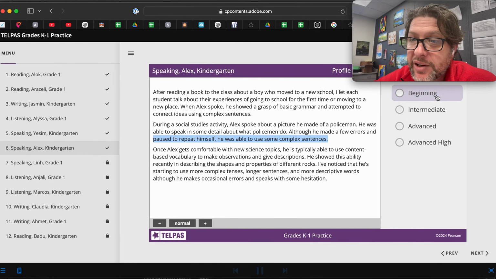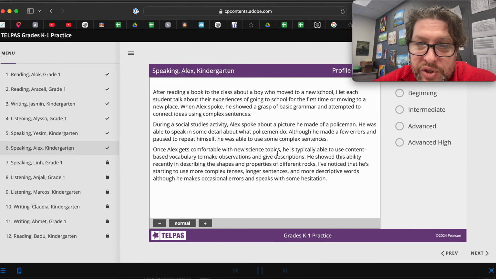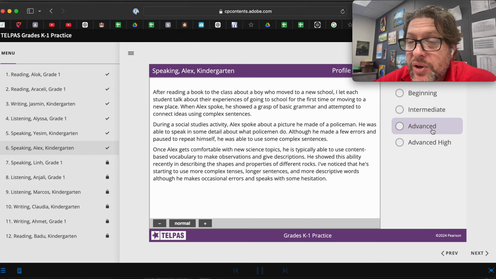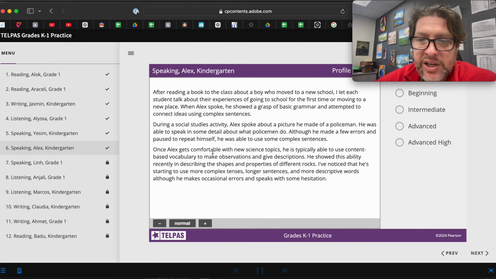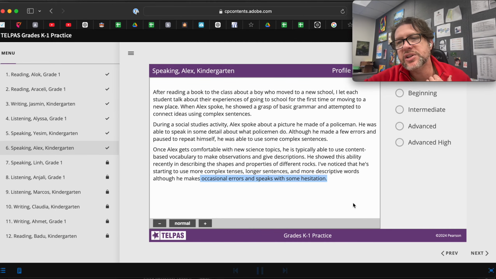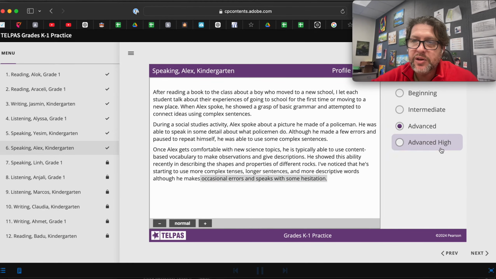Okay, basically none, basic, some, fluent. Okay, once Alex gets comfortable with new science topics, which is, if they're comfortable, advanced will be able to do more, but they have to become comfortable. They can't just be spontaneous about it. He showed the ability to describe shapes and properties of different rocks, but only after he gets comfortable with it. He's starting to use more complex tenses, longer sentences, and more descriptive words, although he makes occasional errors and speaks with some hesitation. There's the key word, okay? Occasional errors. So he can do it some of the time. It's going to be advanced.